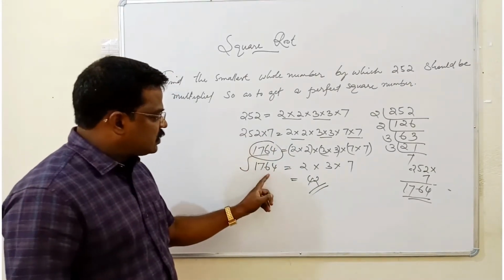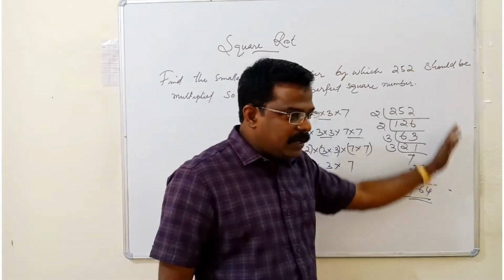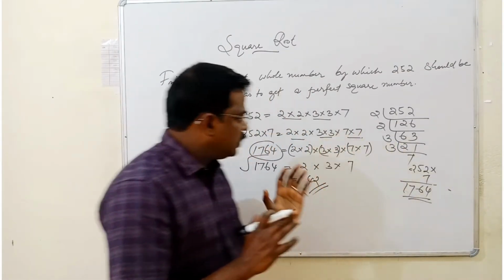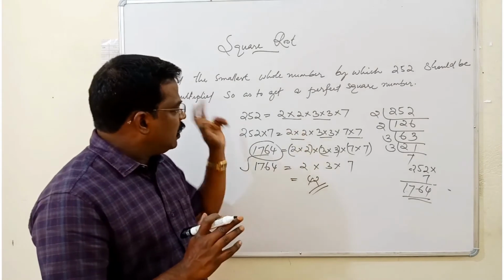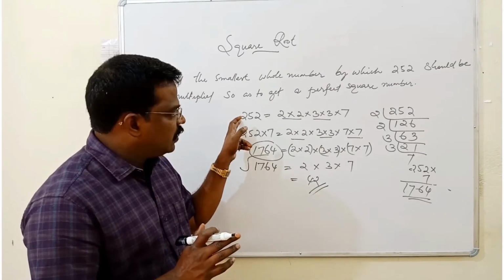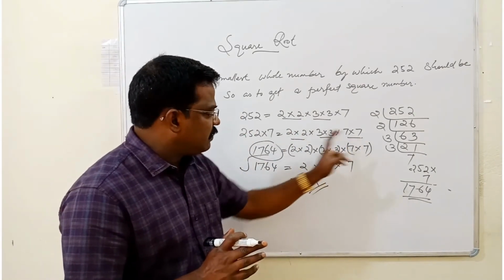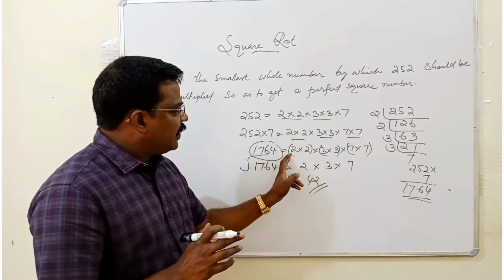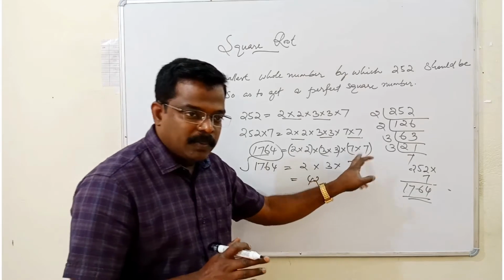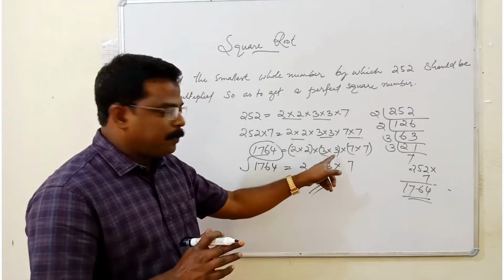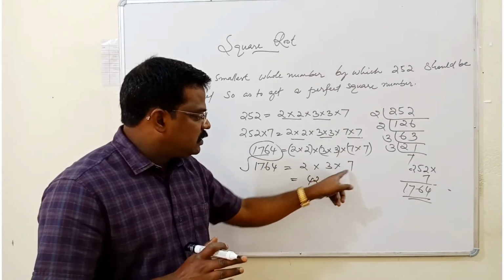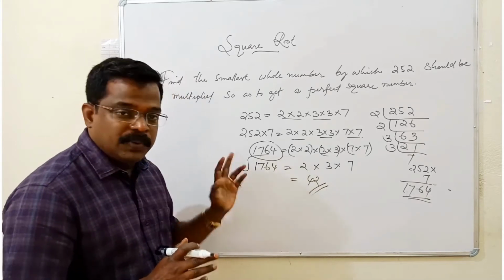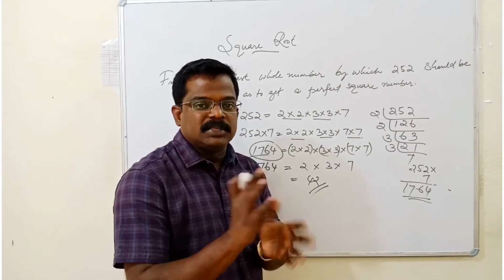So how can we find the square root? Again we have to write and factorize? There is no need, because here we already got the factors of 252. When we multiplied with the 7, we got this number. So its factors are also the same, and one more 7 will be there. Then you pair that and select one each, and you will get the square root of the new number that we obtained. This is the way to find.